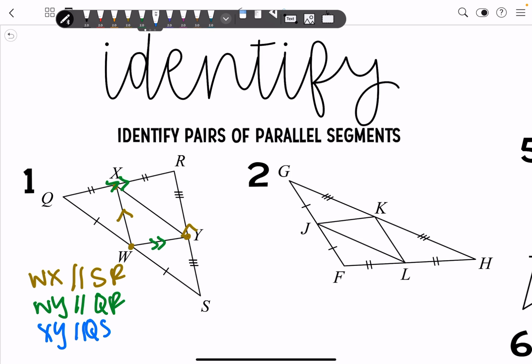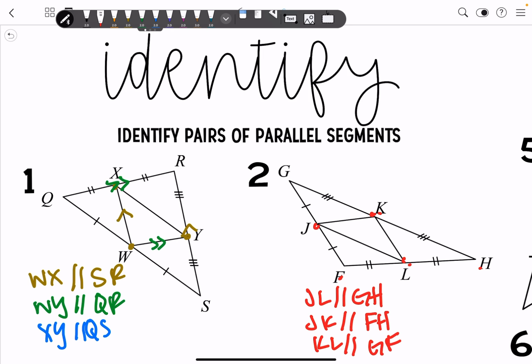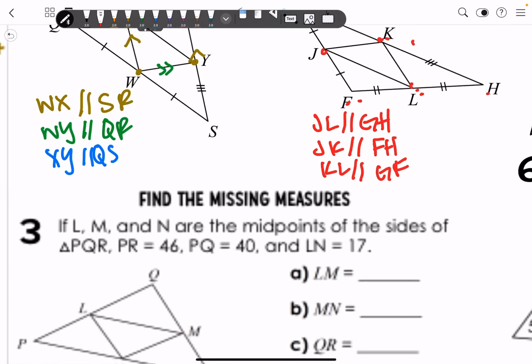So I want you to try number 2. Pause the video, and come back and check your answers against mine. All right, now that you've come back, you'll notice that JL is parallel to GH, JK is parallel to FH, and lastly, KL is parallel to GF. Again, if you had LK is parallel to FG, that is totally fine, as long as they are corresponding, just like we've been doing.